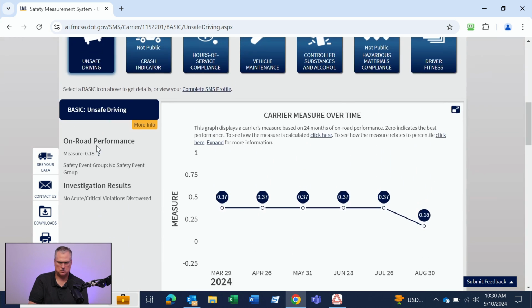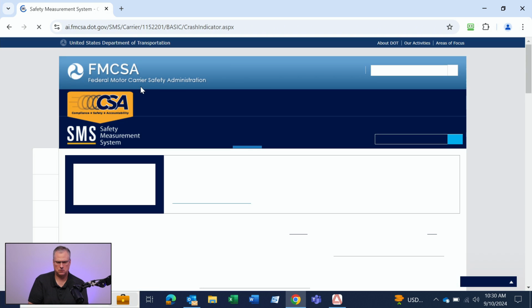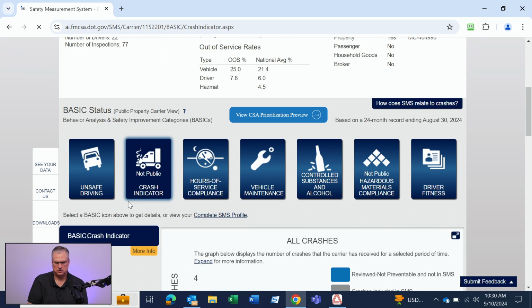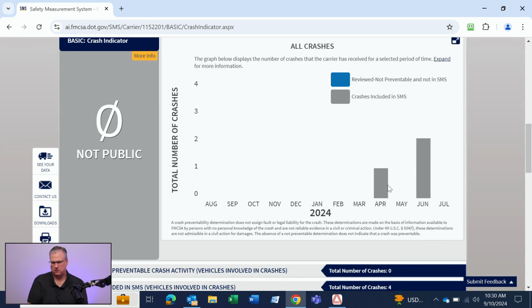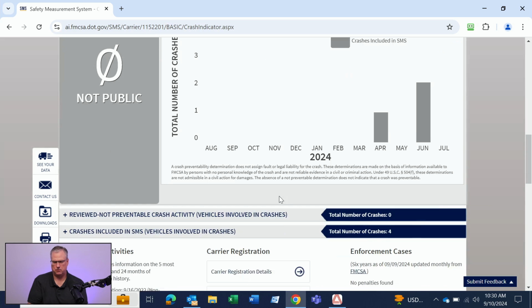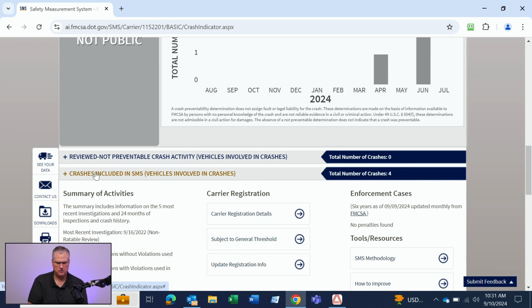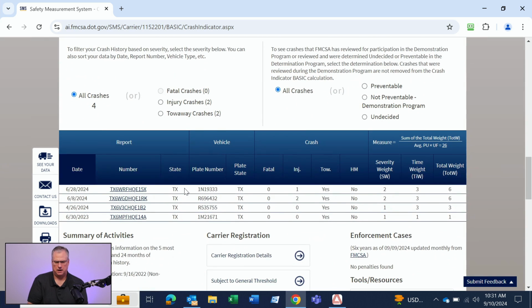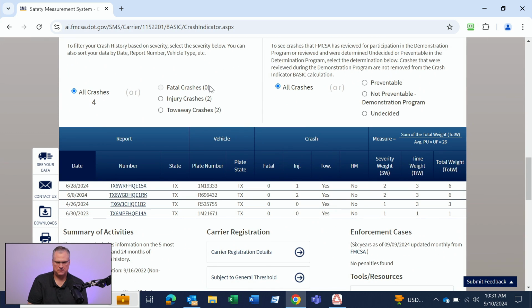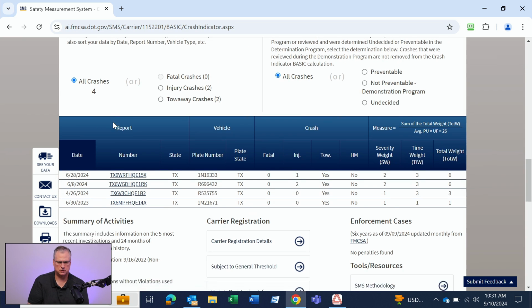And I'm going to move on quickly to crash indicator, and then we're going to look at hours of service, just so you can kind of see what's going on. So you can see the same trend here. They did have a couple of crashes indicated both in April and June for this company. You can get breakdowns of these. It's going to tell you all the crashes total on the report, which is 4. It's going to tell you if there was any fatalities, injuries, and towaways. And so you definitely want to avoid fatal crashes, that really harms your insurance score for certain.